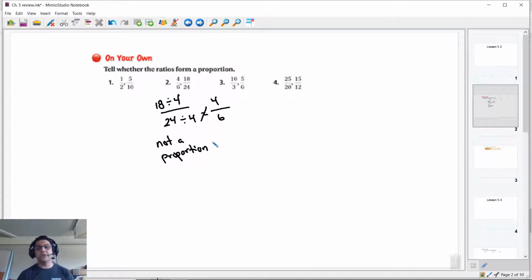So again, it doesn't matter which way you do it. You can try and get them smaller to larger, larger to smaller. And again, we're talking about our denominators.